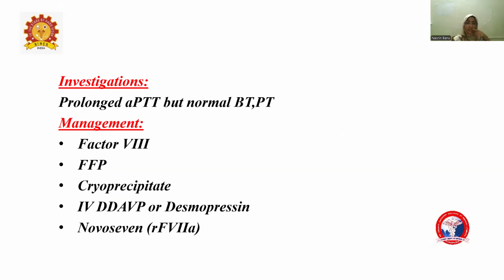In investigations in a patient with hemophilia, there will be prolonged APTT, but there will be normal bleeding time and prothrombin time. It is usually managed with factor 8 replacement, since there is a deficiency of factor 8: fresh frozen plasma, cryoprecipitate, IV desmopressin, or NovoSeven, that is recombinant factor 7A.